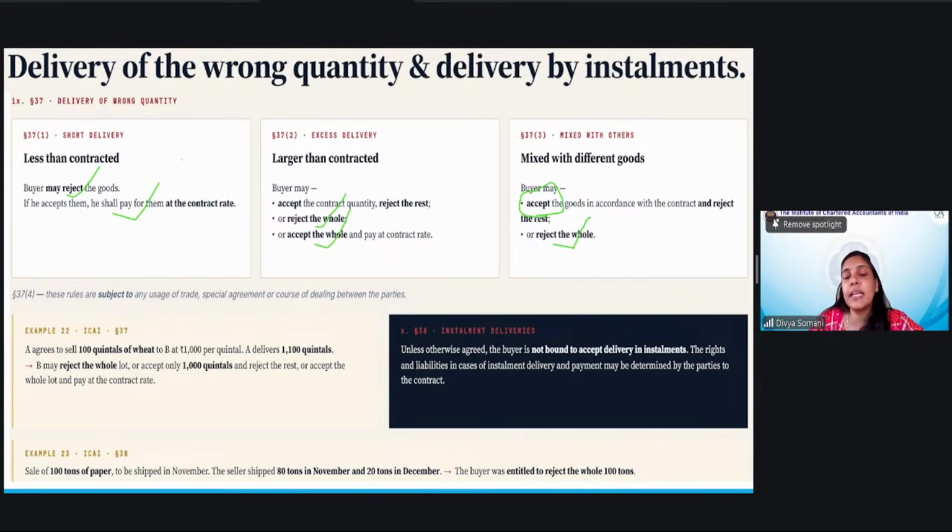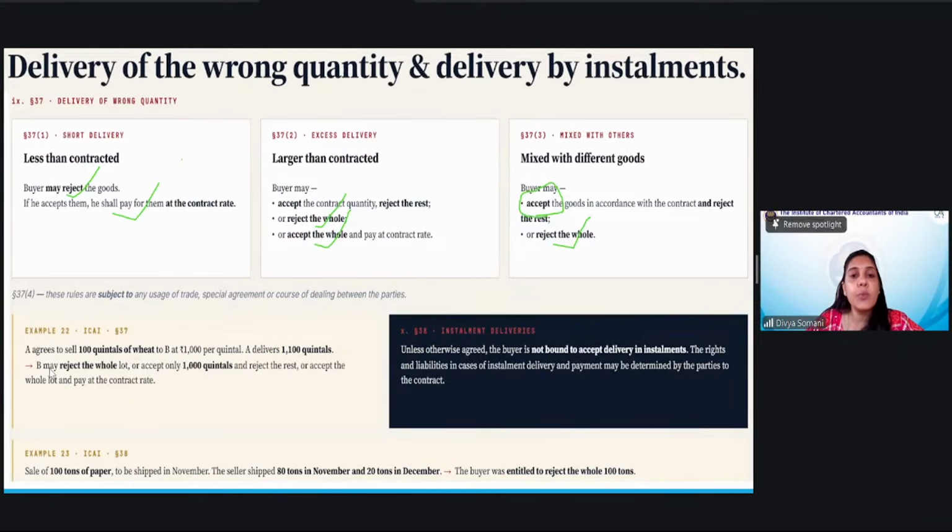The specific thing which is there, it will prevail over these general rules. So by agreement also you can change these rules. Example here: A agrees to sell 100 quintals of wheat to B at rupees 1,000 per quintal. A delivers 1,100 quintals. So he has got excess.